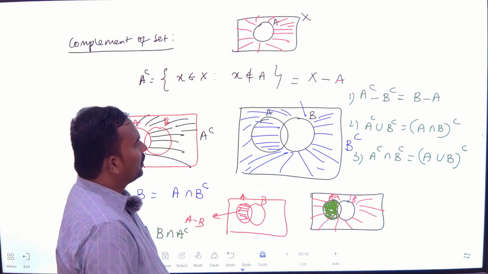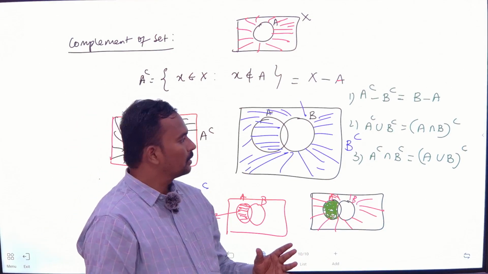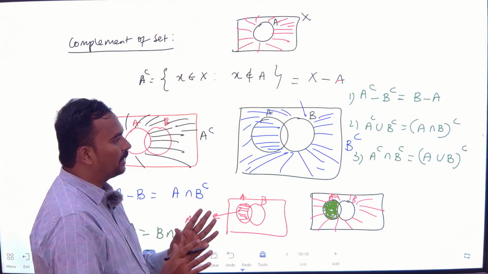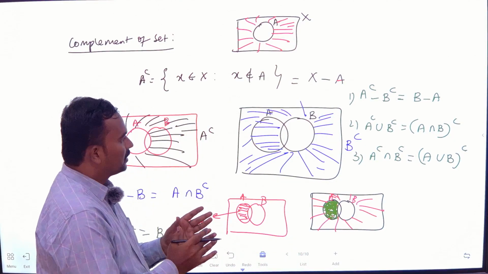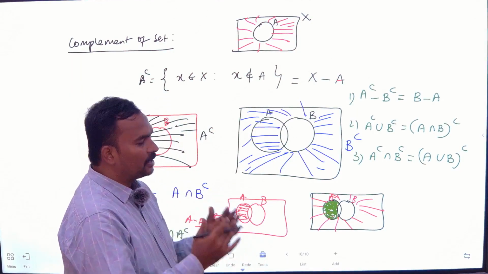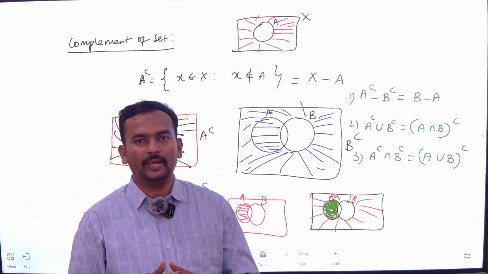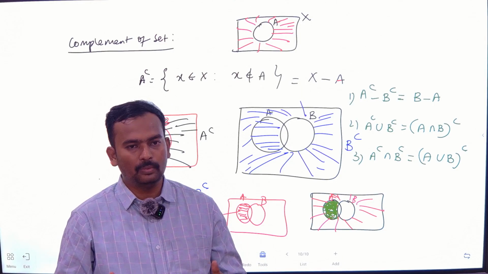Understood? Next class we will continue with the complete set of Venn diagrams, because in this short time we cannot discuss all the things. So next class we will continue the set theory, okay? I hope everyone understood the set theory concept till now.